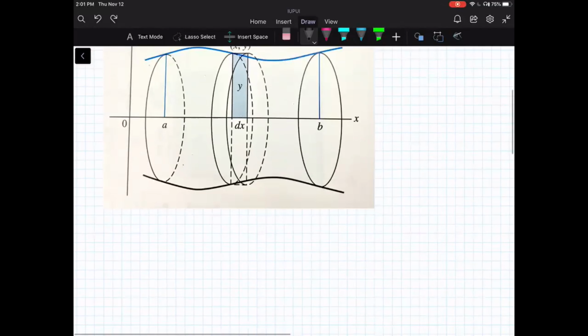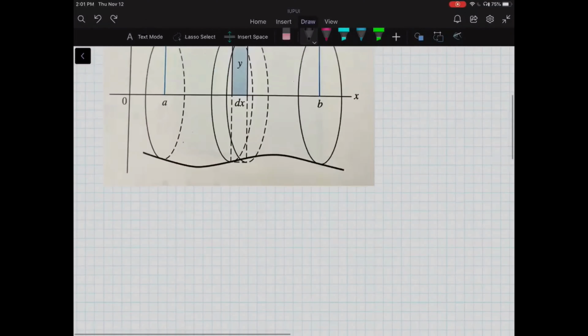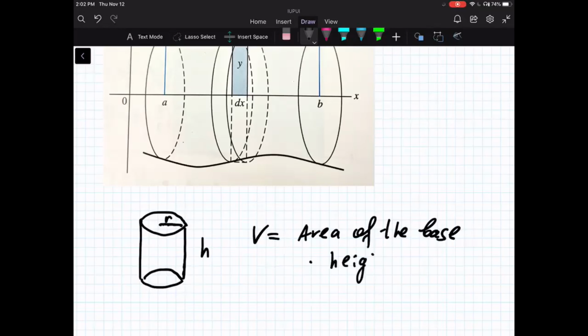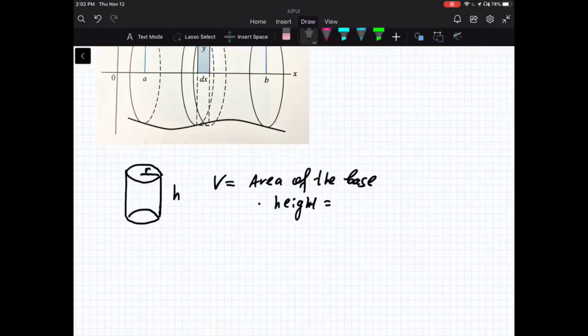But let's recall what is the volume of a cylinder. Say this is the height, and the radius is r. Then the volume of such a cylinder will be the area of the base times height. My base is a circle, and we know that the area of the circle is pi times radius squared, times our height, which we denoted by h. So this is the volume of the cylinder with the radius r and height h.